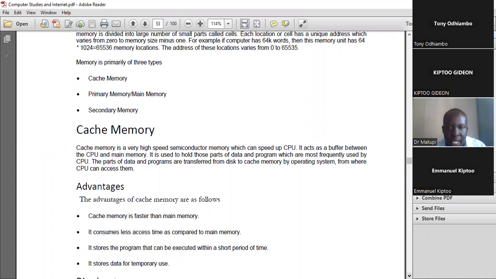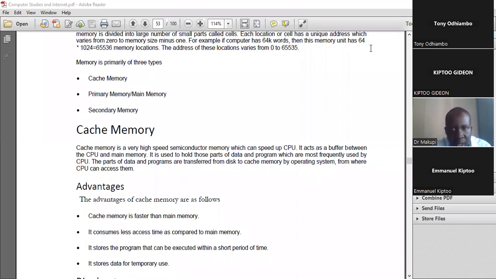But whenever they need to be accessed by the CPU, the operating system transfers those data and programs from the disk to the cache memory. So whatever has been stored in the secondary storage, such as a flash disk, the hard drive, and the others, or stored in the primary memory, and is required to be accessed by the CPU, it is the duty of the operating system to transfer those data and programs from the disk to the cache memory, where the CPU can access it.